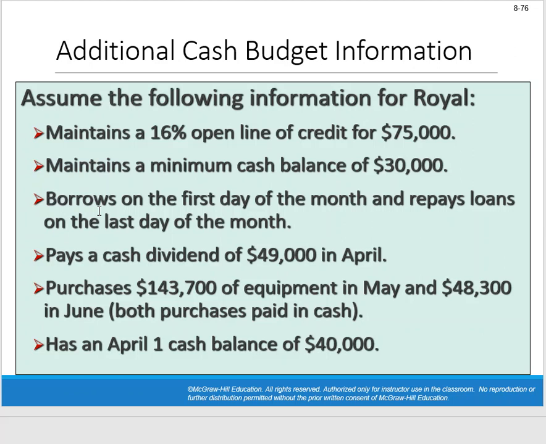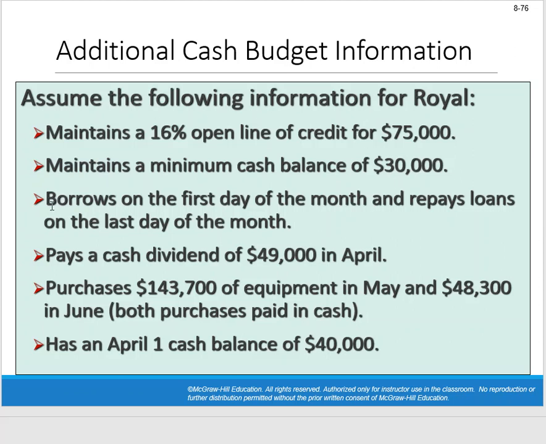That means that they have a line of credit at their bank where they can borrow funds up to $75,000, and they have to pay interest at an annual rate of 16%. It doesn't say annual, but unless it says otherwise, we assume interest rates are annual. We need to maintain a minimum cash balance of $30,000. To the extent that we don't have $30,000 at the end of any given month, according to our cash budget, then we need to borrow.